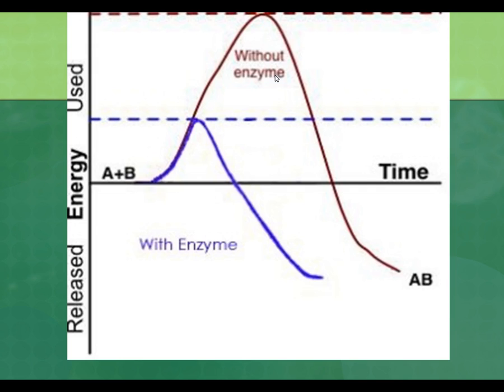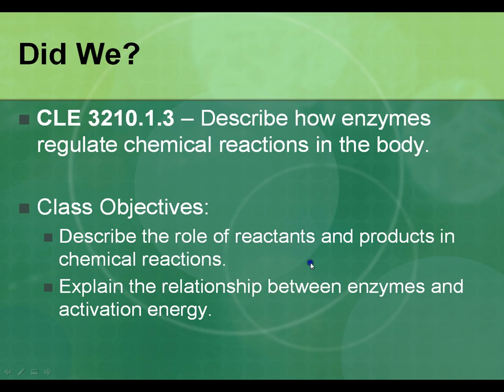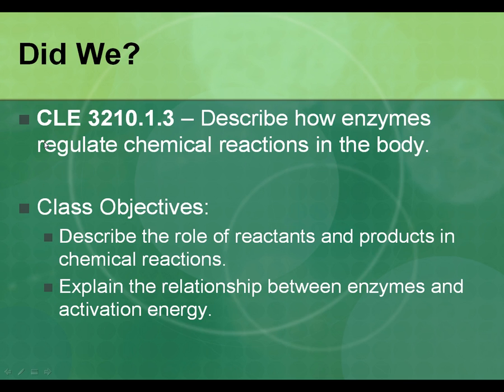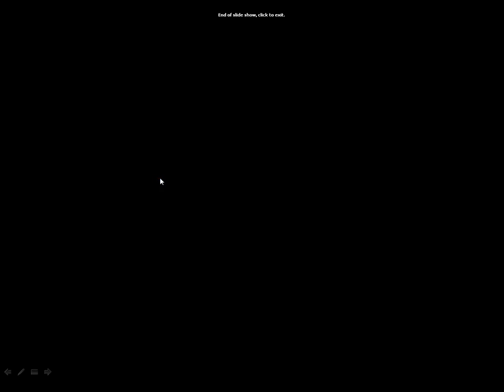Now, if the organism has an enzyme, we get the blue line. So in the blue line, it requires this amount of energy, so far less than without the enzyme. So we've used this much, and this much ends up being released. So in the end, there's a net gain of energy using a catalyst. And that's it for activation energy.